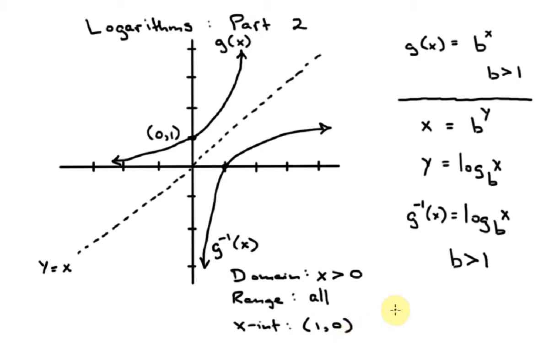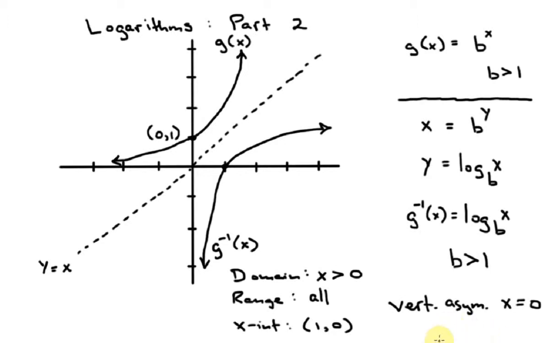And there's a vertical asymptote. That's the last important characteristic, a vertical asymptote, and it's the y-axis, so it's the line x equals 0. Okay, so that's our first look at one logarithmic graph.